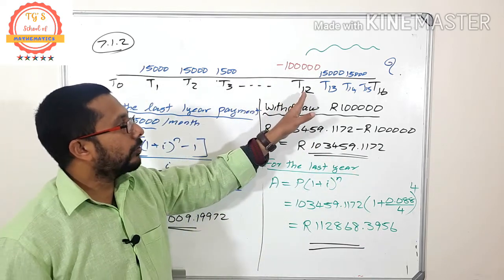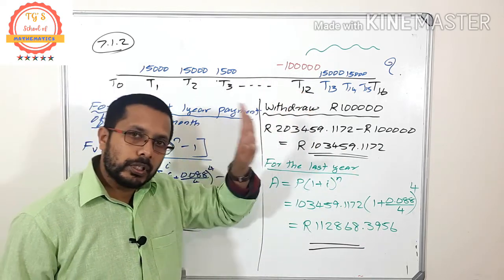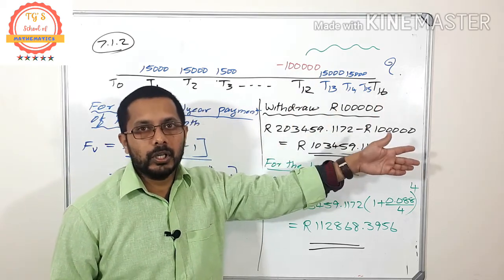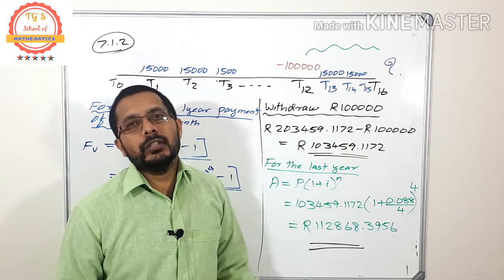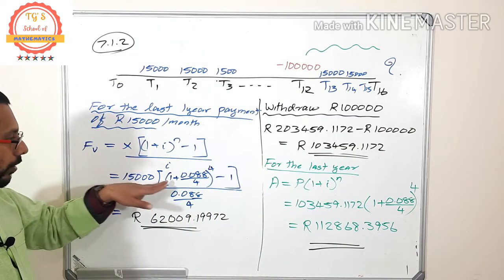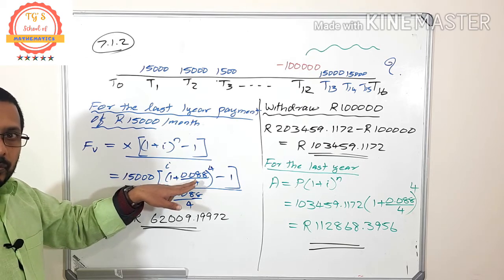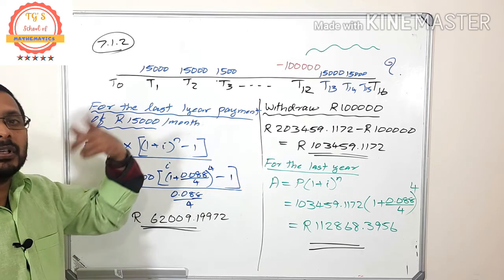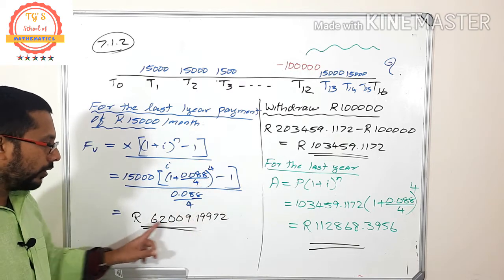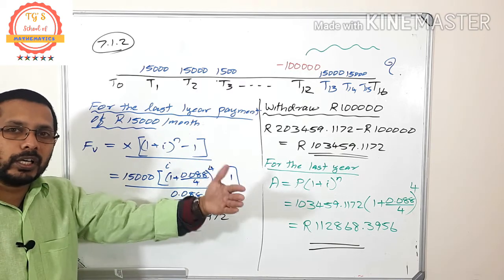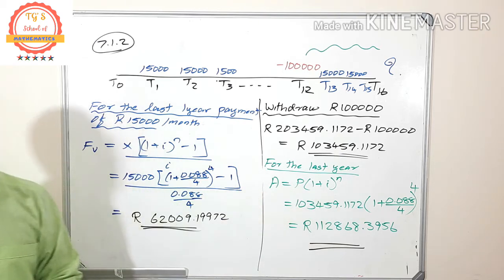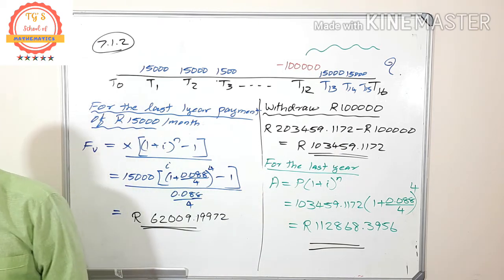After this third year, she continues paying that 15,000. Don't forget about that one. So for that amount, how much will she get? 15,000 monthly payment, for how many remaining payments? For 1 year, that means 4 payments, raised to 4 minus 1. So this is the amount for the remaining 1 year. Total, how much will she get at the end of the 4th year?